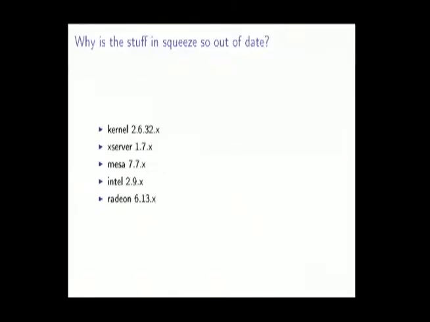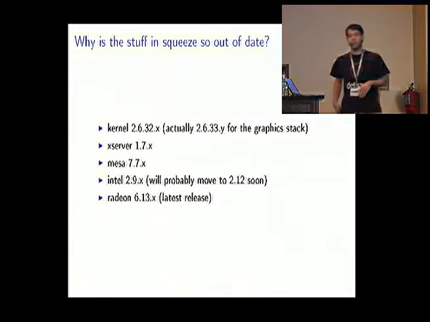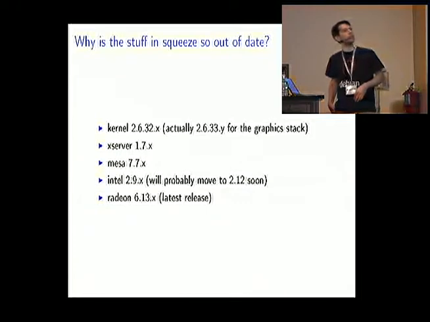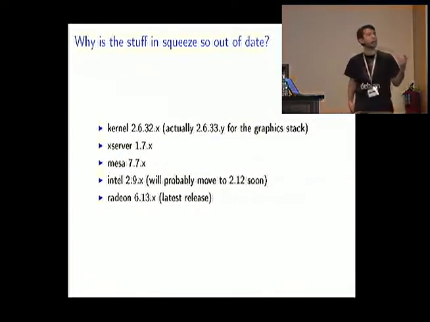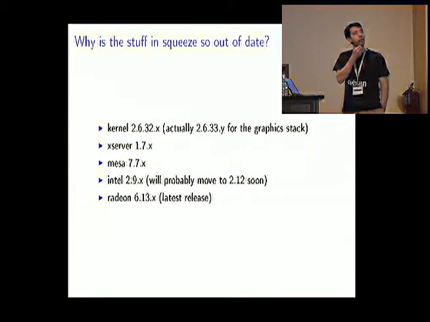And Radeon basically is the latest release. So for the kernel, actually, the graphics stack is the one from 2.6.33, because that's where Nouveau was introduced. That's where I think Radeon was a lot more stable, and Intel had a lot of bug fixes too, and other distros are also using this stuff. So this means there's less work than using the older version.